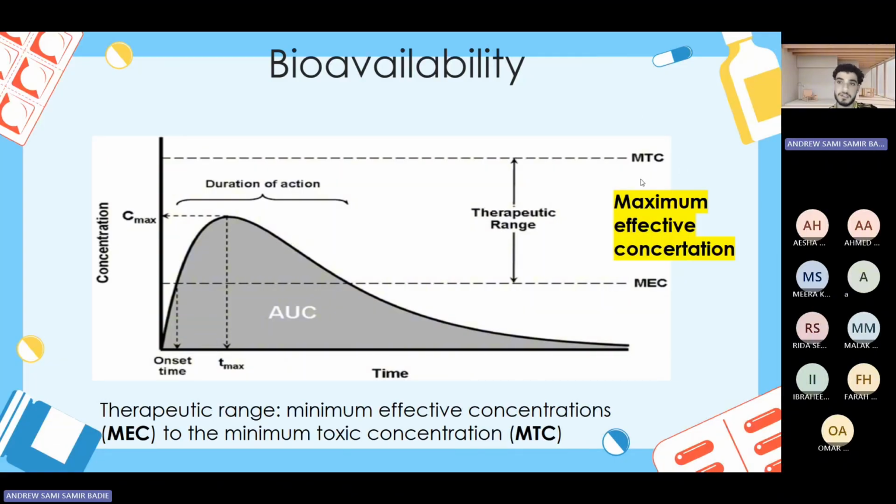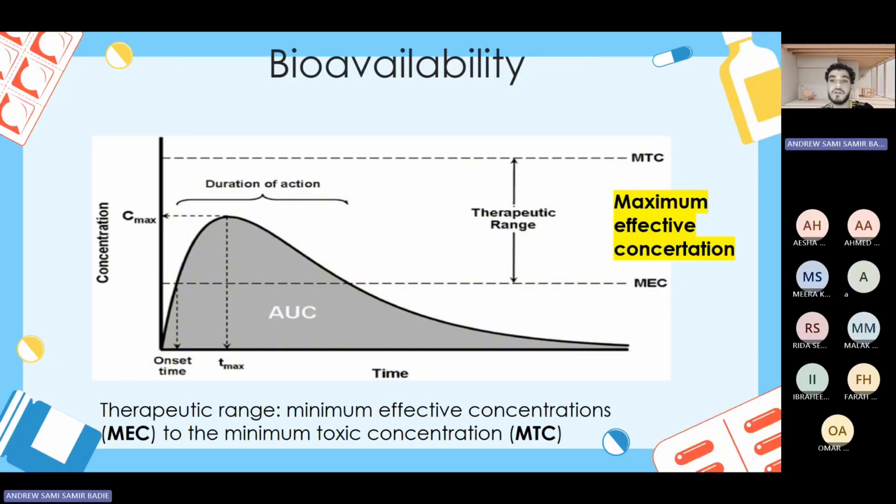The minimum toxic concentration is where we see the toxic effects of the drug, or the side effects of the drug. And this is where we don't really want to reach. If you think about it, where do we want the drug to be? We want it between the minimum effective concentration, where we want to see the effects, but we don't want it to reach the minimum toxic concentration. We don't want to see the side effects.